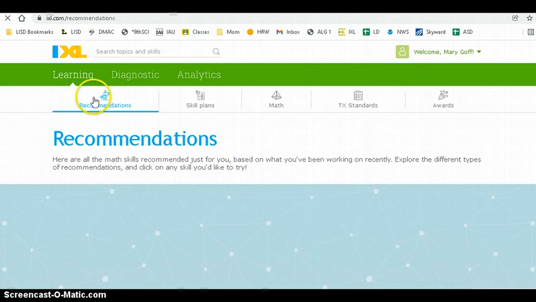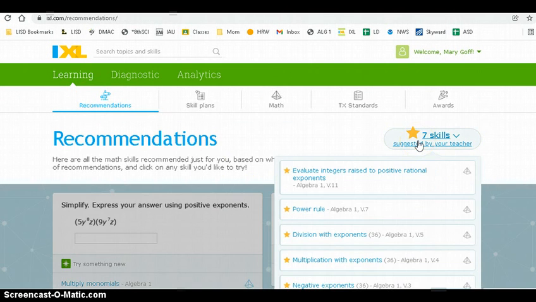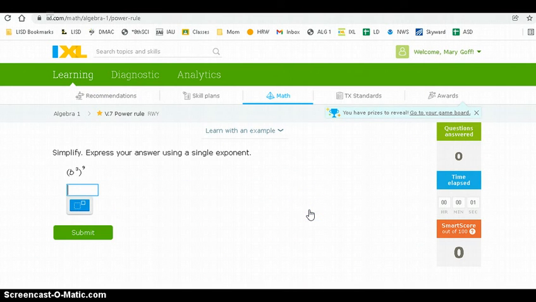Let's go back and see if there's any other ones that I haven't done. I think I just did this one. The power rule. Okay. Boom. Let's see. Okay. I think those are probably plenty. So I'm going to go back in as a teacher and just reduce this to just 3 or 4 objectives rather than 7. But anyway, you guys get the idea.